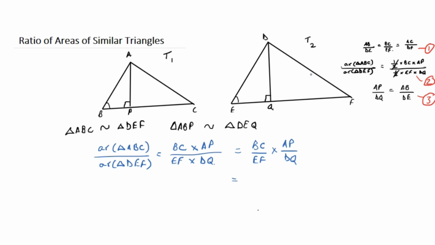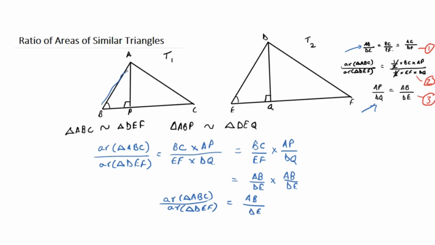Next, if we look at equation number 1 right here, we see that BC over EF is the same as AB over DE times AP over DQ, which in equation number 3 you can see is the same as AB over DE, which means that the area of triangle ABC over area of triangle DEF will be the same as the ratio of the corresponding sides, which are AB over DE.